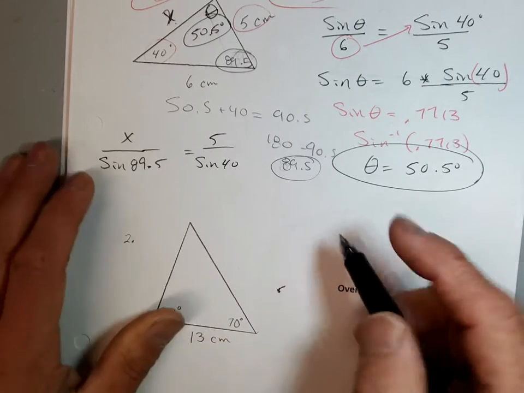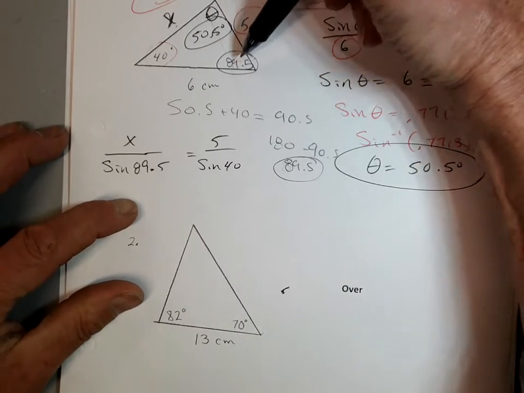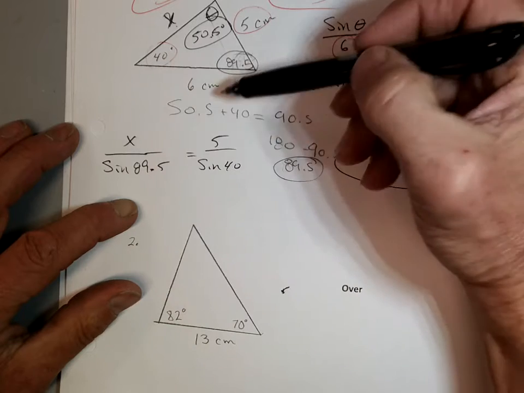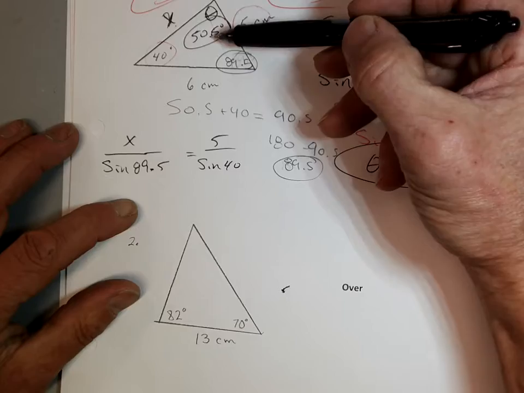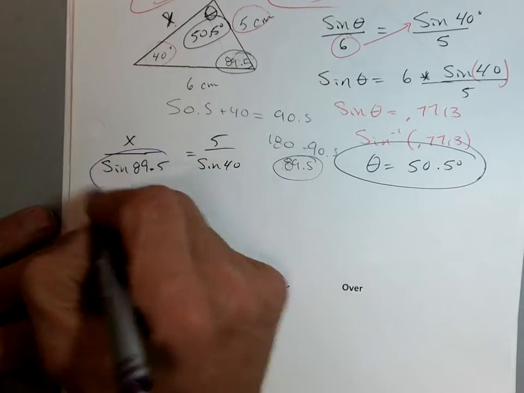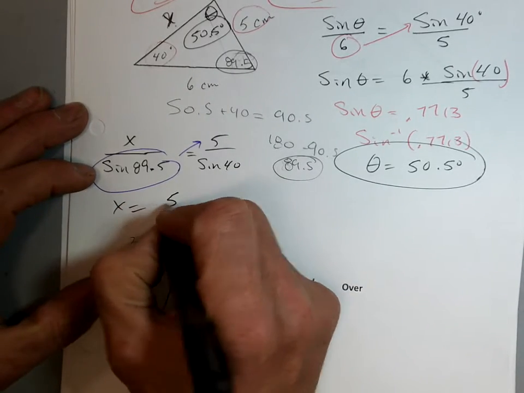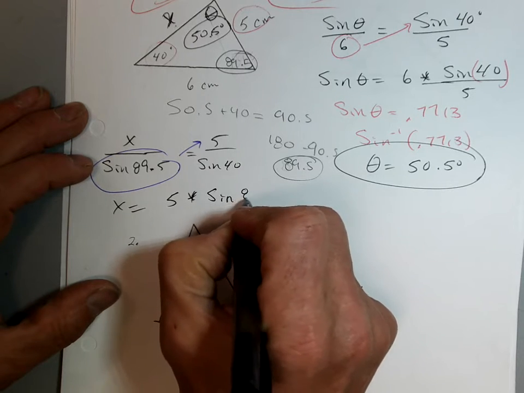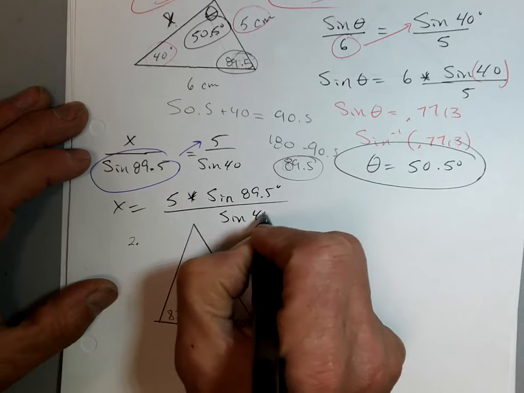So I have a side over the sine of its opposite angle equals a side over the sine of its opposite angle. Now you could have used the 6 and the 50.5. I could have, right? But I just chose the nicer numbers, okay? And then cross multiply, right? Bring the sine of 89 up here. So I'll have x equals 5 times the sine of 89.5 degrees over sine of 40 degrees, and I'm just going to use my calculator, right?